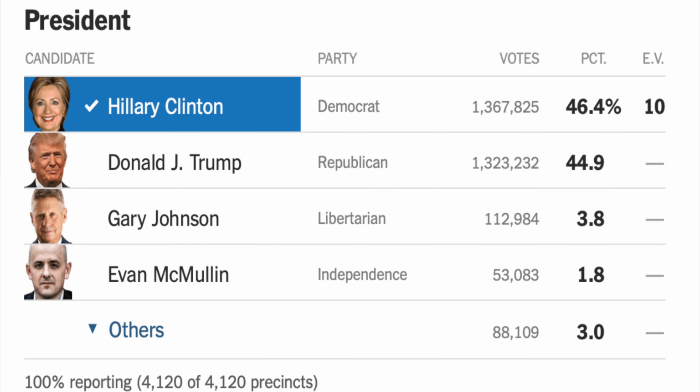She got about 46.5% of the vote, while Trump got 45% of the vote. So she only beat Trump by 1.5%. But what's crazy is that even though she only beat him by 1.5%, she still got all 10 of Minnesota's electoral college votes, because Minnesota does a winner-takes-all scenario as well.